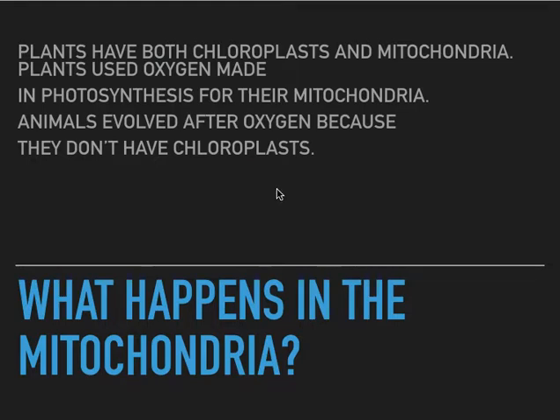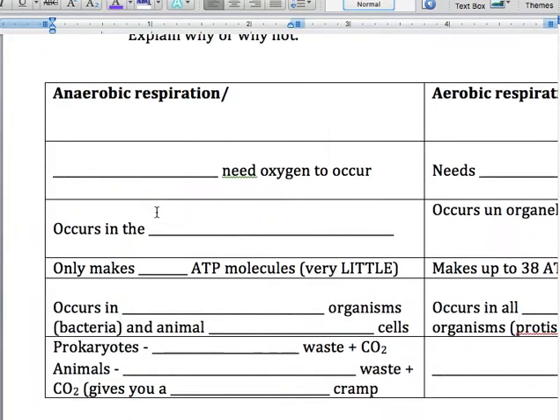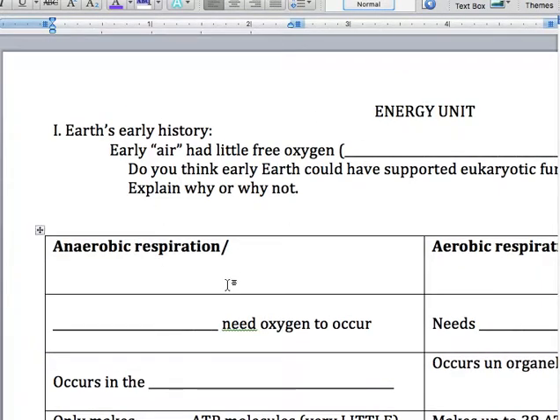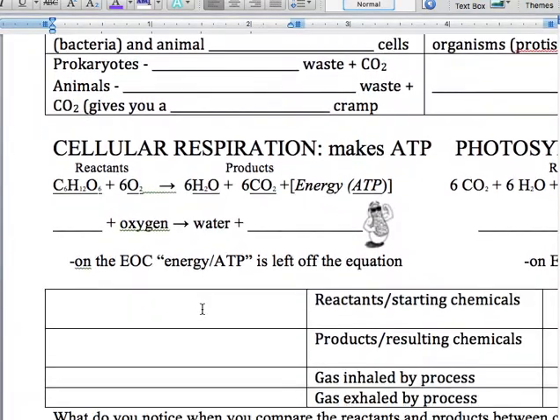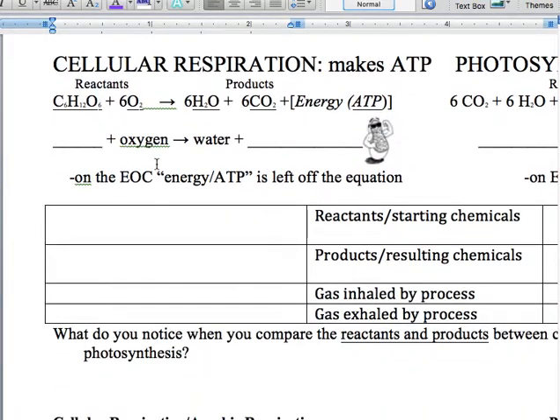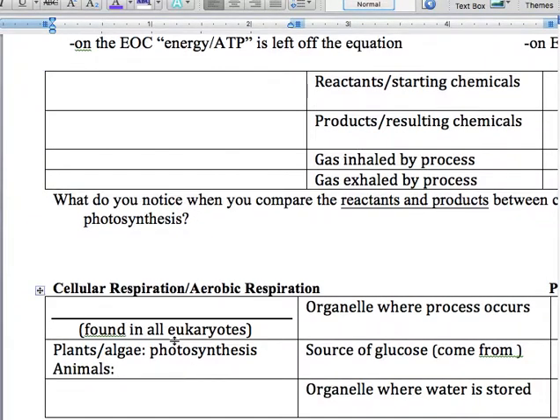Okay, so the notes we're going to be working on now are going to be the mitochondria side. If you're looking at page 1 of your energy unit notes, we are down here. We're going to look at the cellular respiration equation, and then we're going to fill in this box, and then we'll actually go back in and fill the question in the middle.